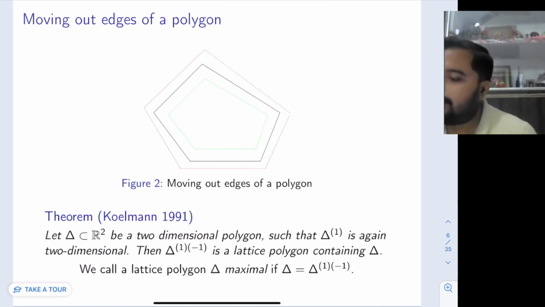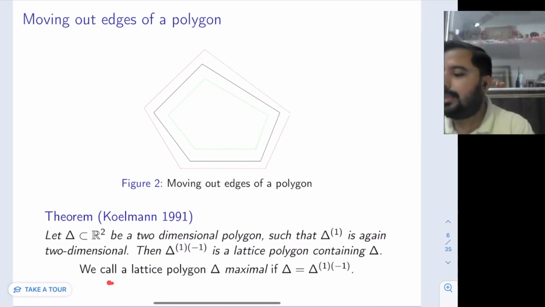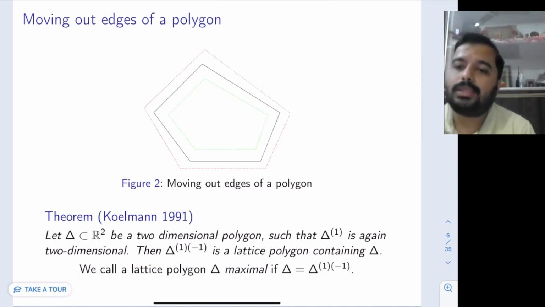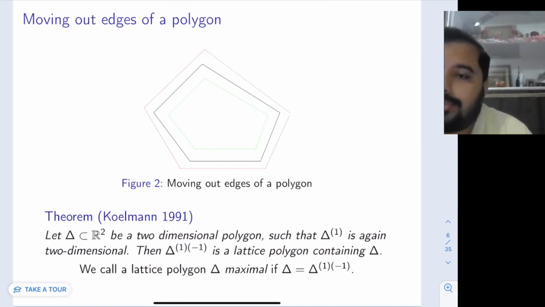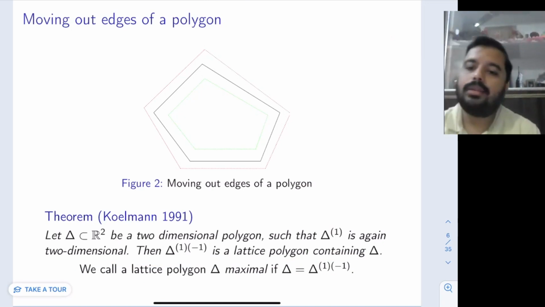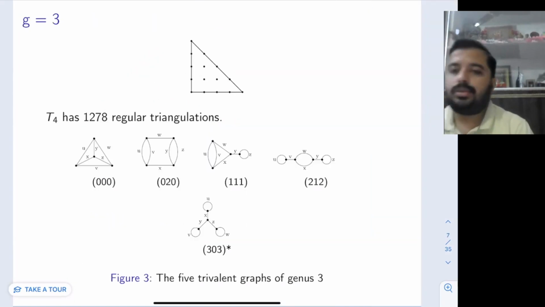And we call polygons where there is equality maximal. So this notion of maximal is a bit different, not in terms of area. So this is the crux of the argument that was used for the classification of maximal polygons. So these are those polygons for which this equality holds. And the classification up to genus 30 was already there before this work of Trotsky and others. So let's just have a glimpse of what the problem looked like.